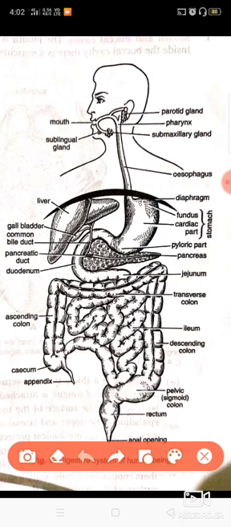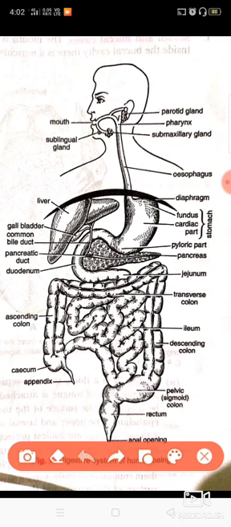The function of mucus is to protect the walls of the stomach from the HCl acid, because we know very well that HCl acid is a very strong acid. So these walls can get damaged. So to prevent them from damage by the HCl acid, this mucus is present here in the stomach. Okay, then what else is present?